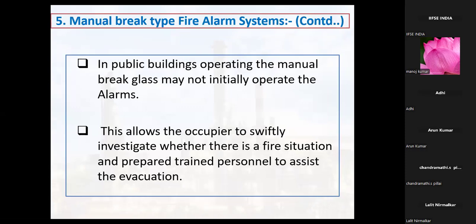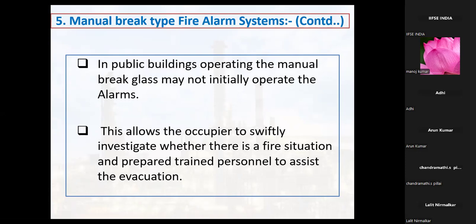This manual break alarm system is mostly found in public buildings where it can be manually operated. And you can see in most public buildings, the condition of these alarms: either they don't work, or the glass is broken, or the hammer is missing. So you cannot trust those things.